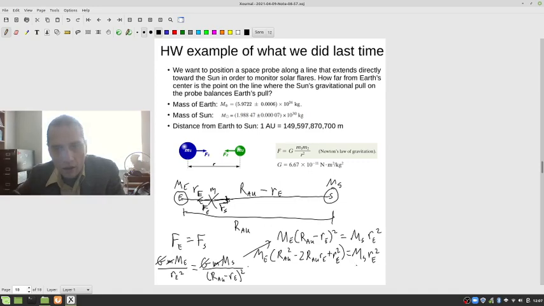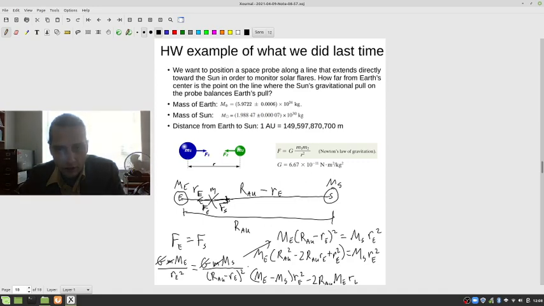All right, and then I just need to get this in a form where I can solve for RE using my Pythagorean theorem. Maybe the easiest way to see this is to bring this over and have (ME minus MS) RE squared. And then my next term would be minus 2 R AU ME RE. And then my last term would be ME RE squared equals 0.